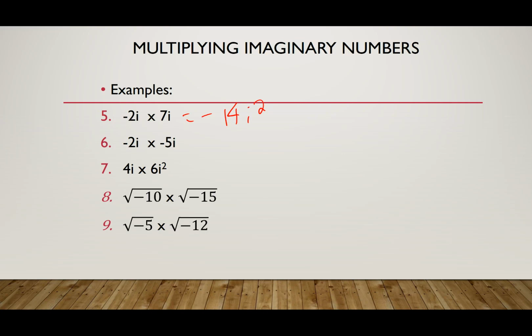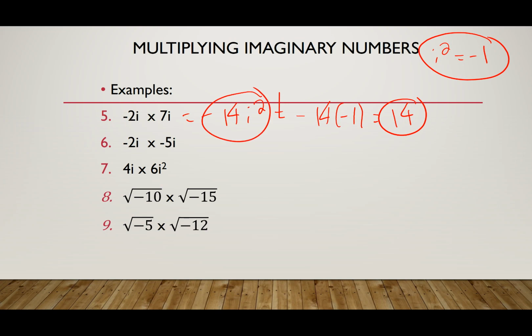But you don't want to leave it like that, because there's something I told you to remember. i squared is always the same as negative 1. So what we have here is negative 14 times negative 1, which really means it's positive 14. So you're not done when you write this, because i squared is not simplified. i squared is still negative 1. You have to remember that, and you have to take that into account.